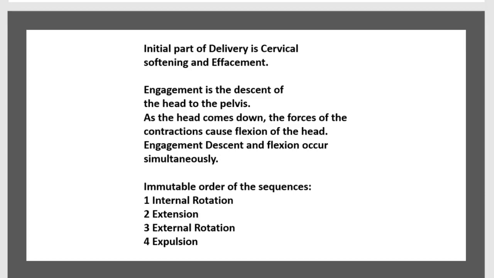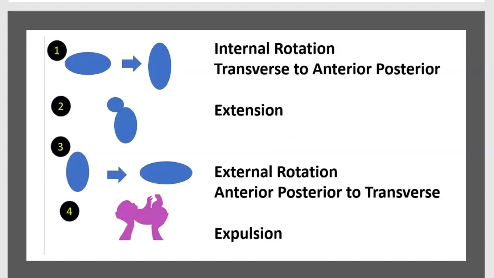Then there is an immutable order of the sequence. First is internal rotation, second extension, third external rotation, and then expulsion. Immutable sequence. First, internal rotation. The head comes from transverse to anterior-posterior, then extension of the head, then external rotation, anterior-posterior to the transverse, and then expulsion.